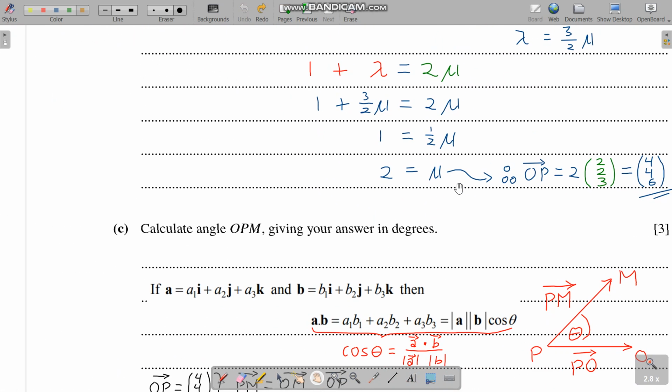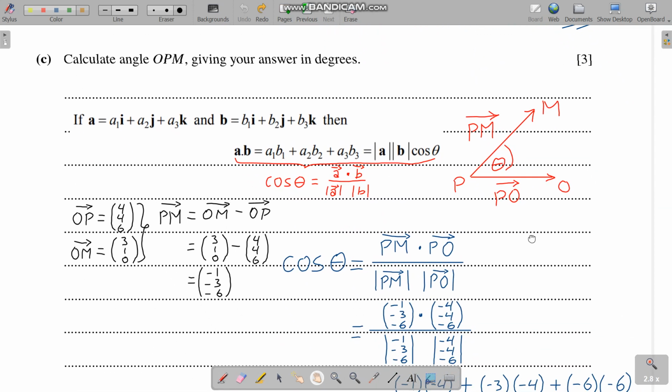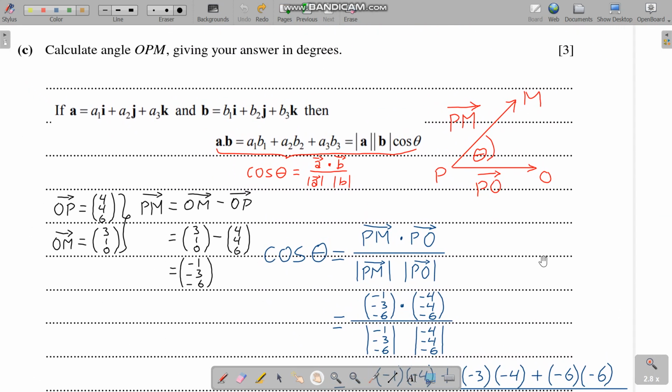Alright, now calculate the angle OPM. To find the angle, we need to use this dot product formula in MF19, but modified a little here. We divide both sides by magnitude A, magnitude B. So this is the formula we use. To find the angle OPM, be careful, we need the arrows to be from the same point P or towards the same point P. So we are using PO and PM.